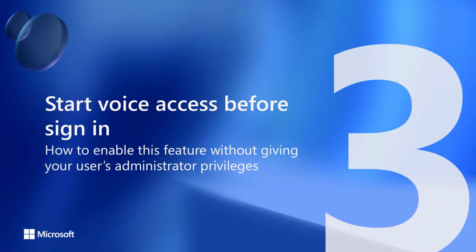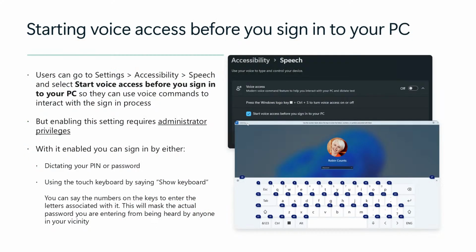Yeah, we love a bit of voice access, as we've looked at a bit so far, but one of the features that we have there is that ability to have voice access kick in even before sign-in if we want to. So the idea of this is that the user could go into settings, again, Windows U would take them straight to accessibility, and they could head into speech, and they could tick that tick box to say start voice access before they sign in. The problem is they need admin permissions to do that.